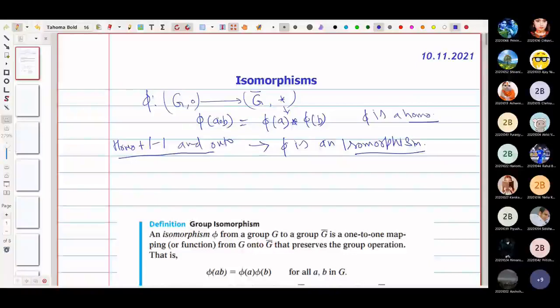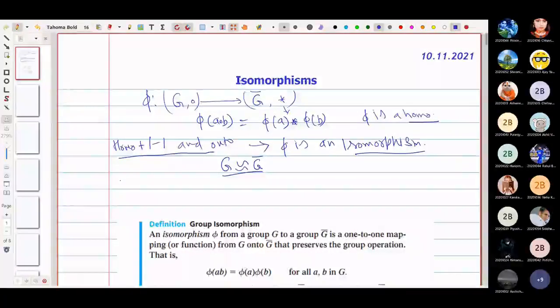If we want to relate what we really mean by isomorphism, isomorphism is nothing but representation of the same thing in two or more different ways. So if G and G bar are isomorphic, then we write G is equivalent to G bar, like this.